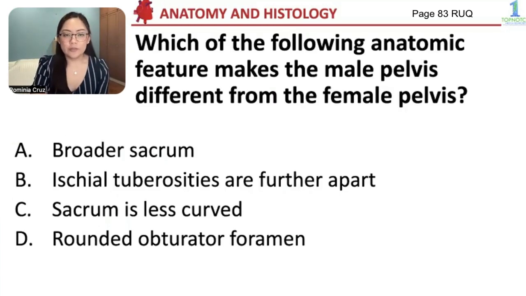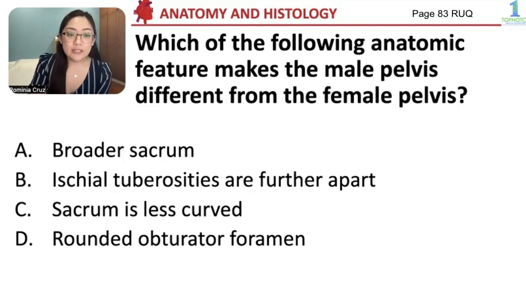So, question. Which of the following anatomic features makes the male pelvis different from the female pelvis? Is it A, a broader sacrum, B, ischial tuberosities are further apart, C, sacrum is less curved, or D, a more rounded obturator foramen?